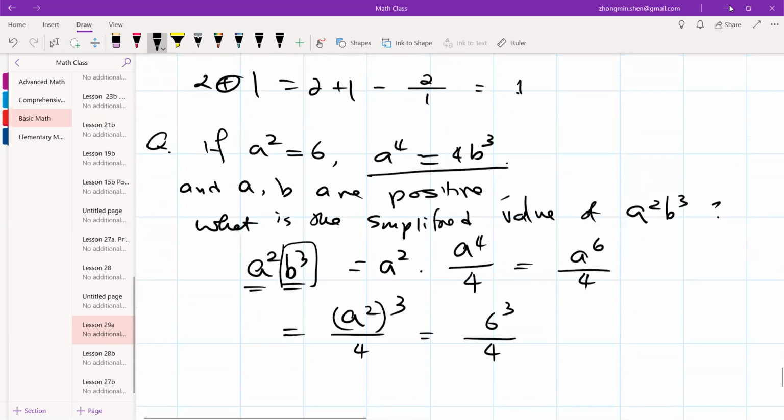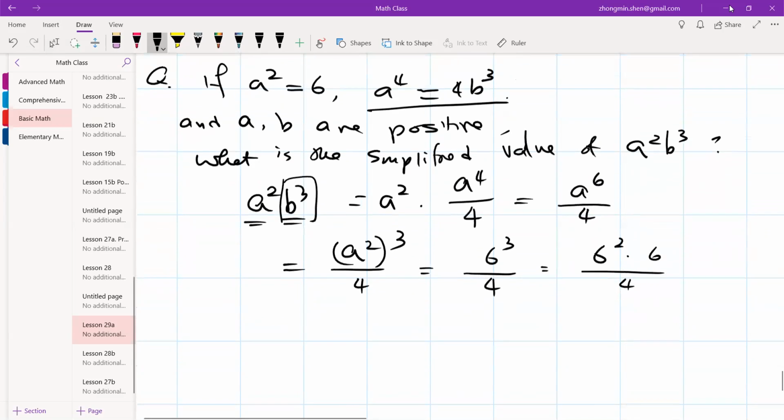So you can multiply, actually get an integer here, because 6 squared is going to be 4 times 9. 4 times 9 is 9 times 6, and then 54.